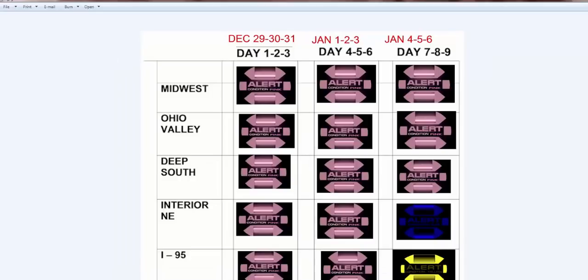All right, first we'll look at the snowstorm matrix. As you can see, the next 3 days, all five areas, nothing going on. Days 4, 5, and 6, January 1, 2, and 3, nothing going on at all. And then obviously day 7, 8, or 9, January 4, 5, and 6, there is the potential for a significant snowstorm in I-95 and a moderate snowstorm over the interior of the Northeast, but that's about it.